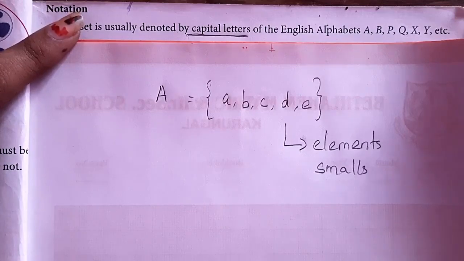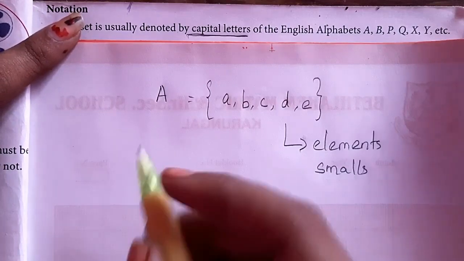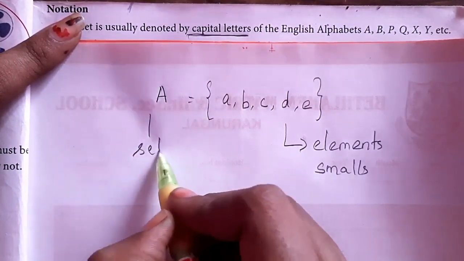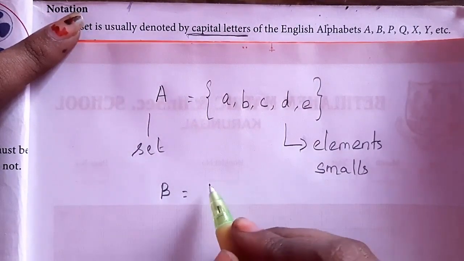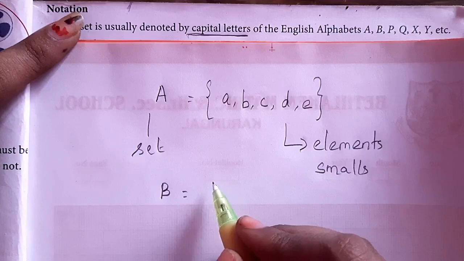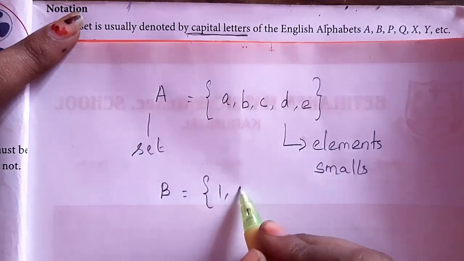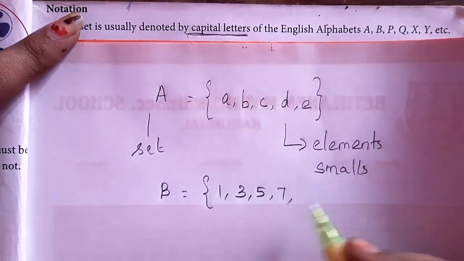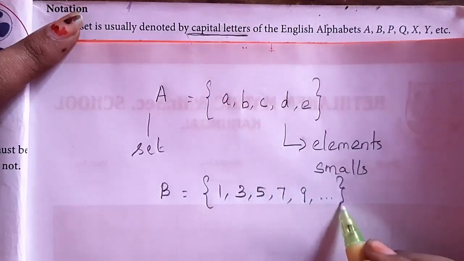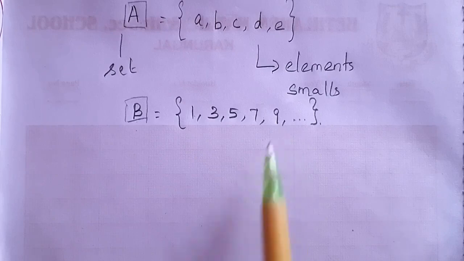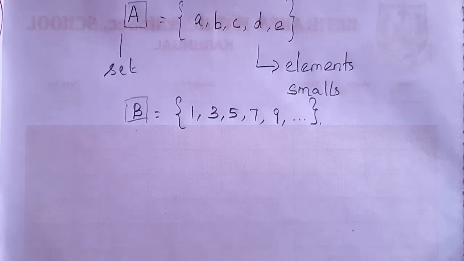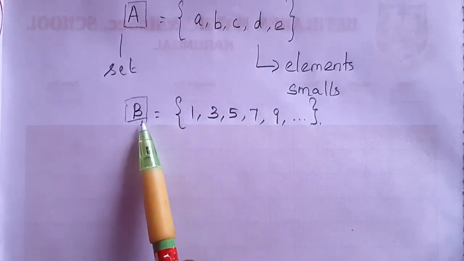Set, we can use with a capital letter. So it is known as a set. So I can write another set, B equal to the set of all odd numbers. So I can write it as 1, 3, 5, 7, 9, etc. See, this is a collection of odd numbers. I mentioned the set with capital letter B.